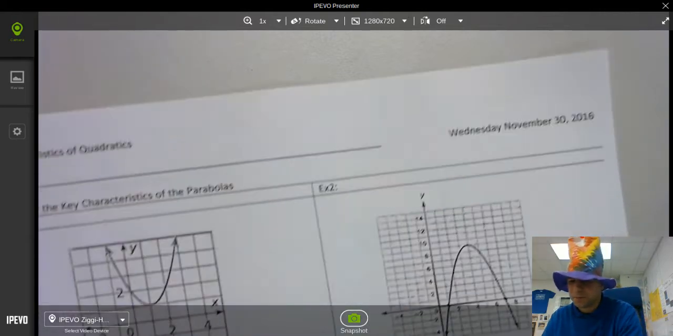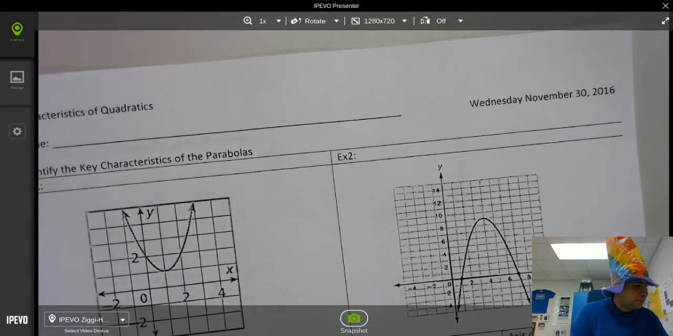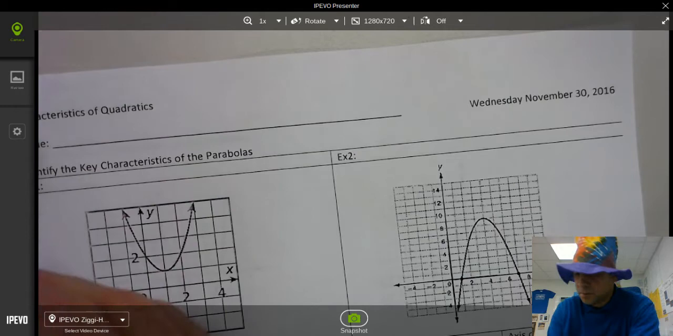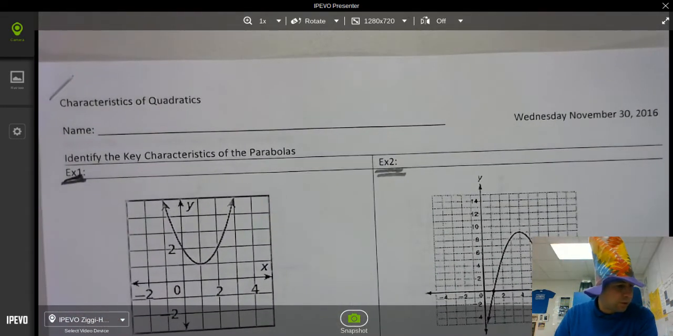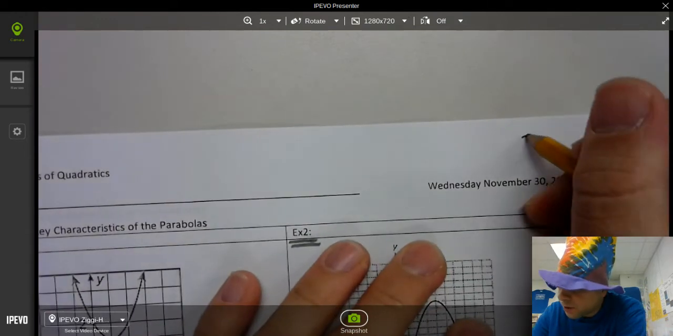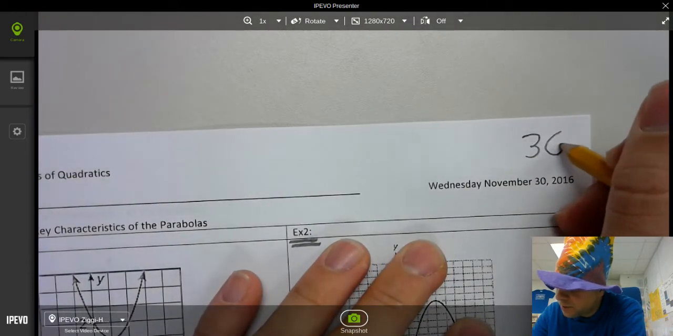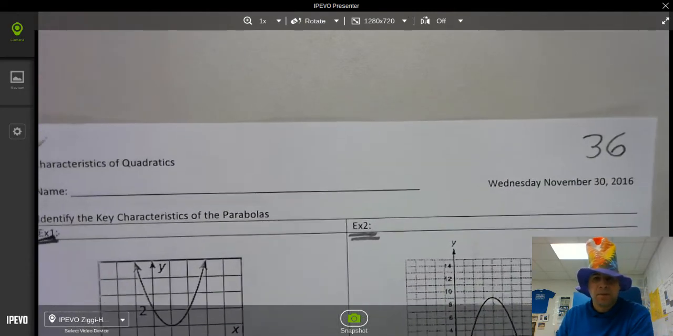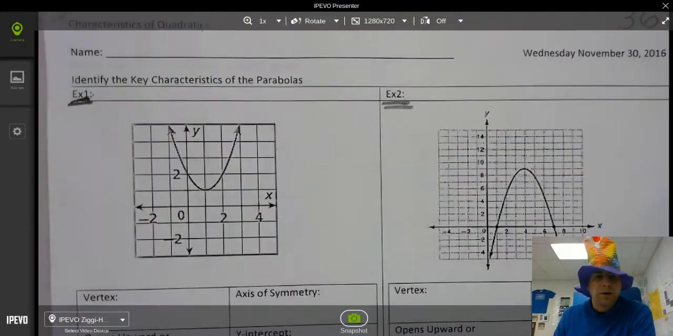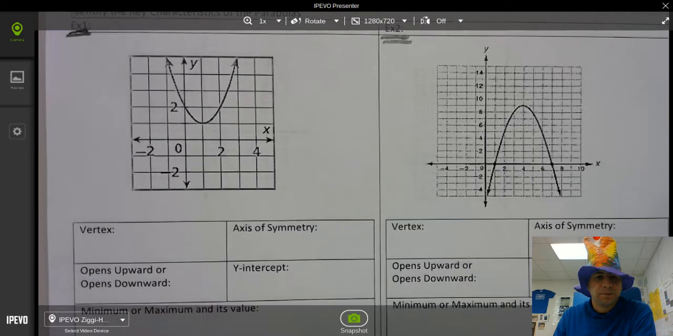Here we go. Now let's take a look at some of the examples. I'm just going to write down examples I'm going to go over. Don't forget that this is on page 36. All right, so let's look at example number 1.